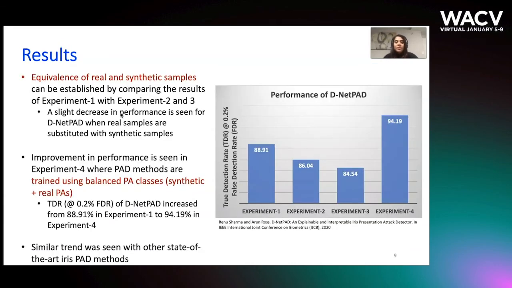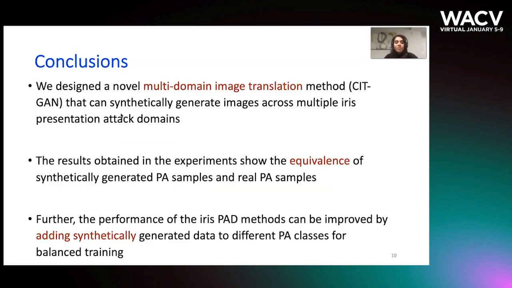Now, looking at the performance of the state-of-the-art D-NetPAD, you can see that a marginal variation in performance is observed when real samples are substituted with synthetically generated samples. Also, experiment 4 shows improved performance with respect to baseline, emphasizing the importance of training with balanced PA samples.